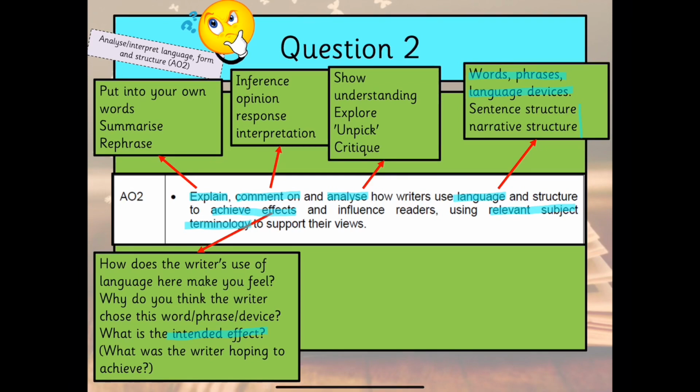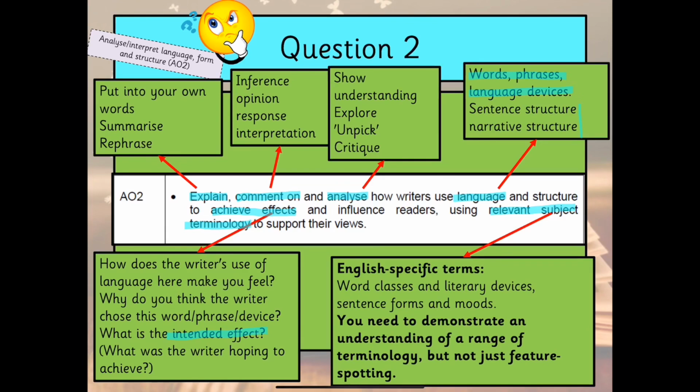And then the big part of AO2 is using the relevant subject terminology, or calling things by their proper names, using English-specific terms, so using the right word class when you're writing about the effect of a specific word. What's the effect of that specific adjective or noun or verb, for example? And also your list of literary devices, which by now you should have been practicing since year 7 and on. Similes, metaphors, alliteration, onomatopoeia, all of those English-specific terms that you will have been practicing and learning from very, very early on, that's where they come in handy here.